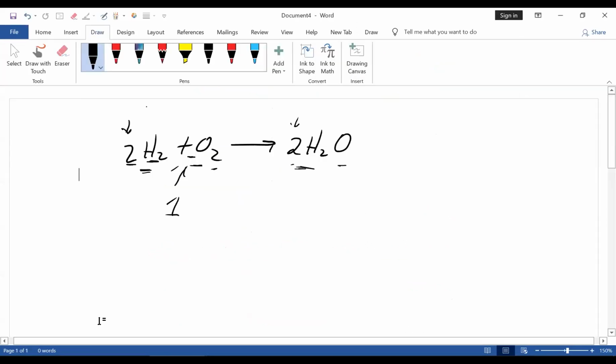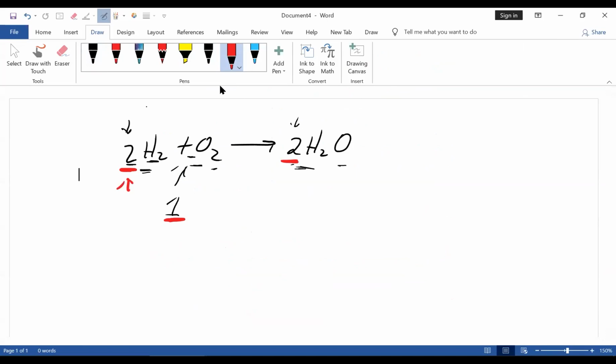What that means is for every 2 moles of hydrogen, you react 1 mole of oxygen to make 2 moles of water. The number in front tells you moles. 2 moles of hydrogen, 1 mole of oxygen make 2 moles of water. That relationship is probably one of the most powerful, important things I know in all of chemistry. Now, how do we use that? Let me clean this up a little.